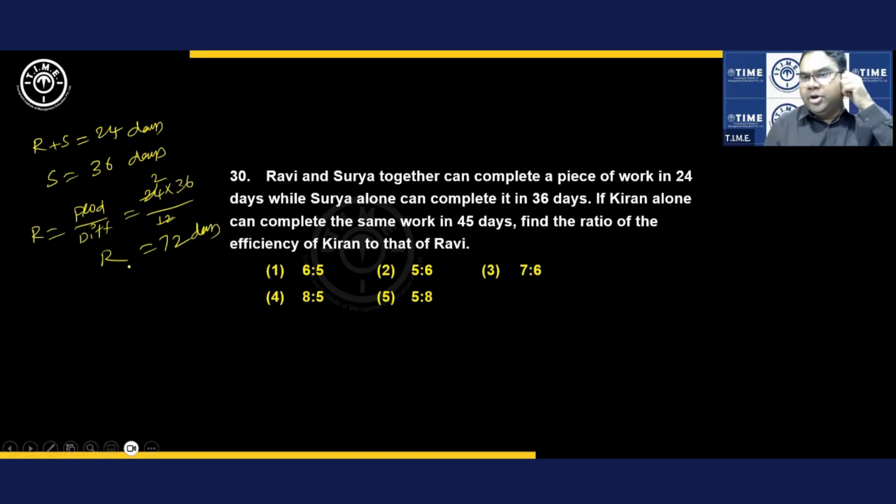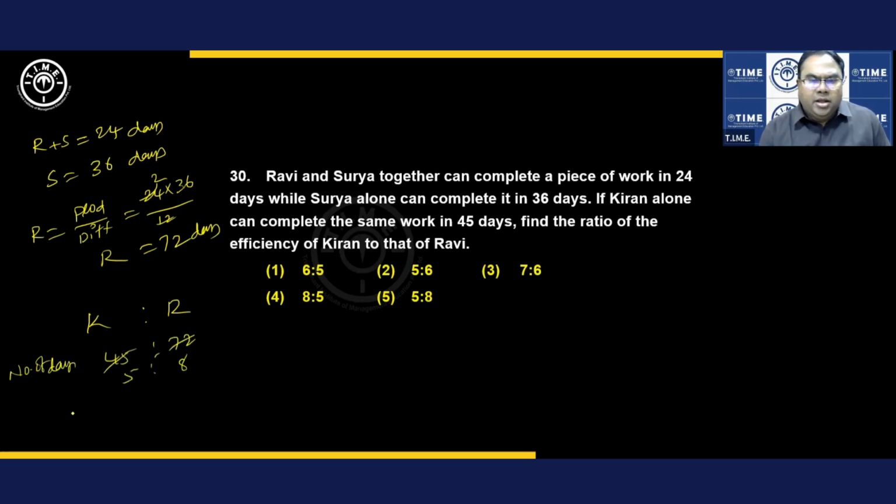Kiran alone can complete the work in 45 days. Find the efficiency of Kiran to Ravi. Kiran is to Ravi, what is the number of days ratio? He will complete a work in 45. He will take 72. 9 8s, 9 5s.